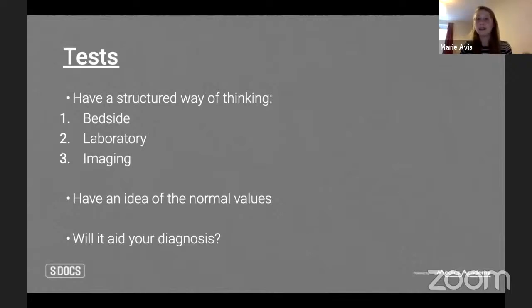So that's really the end of this first part of the series. Hopefully that's given you a bit of a structure to thinking about forming a differential diagnosis and assessing a patient. And in part 2, we'll be talking through a case and how you can use this structure to start thinking about differential diagnosis.